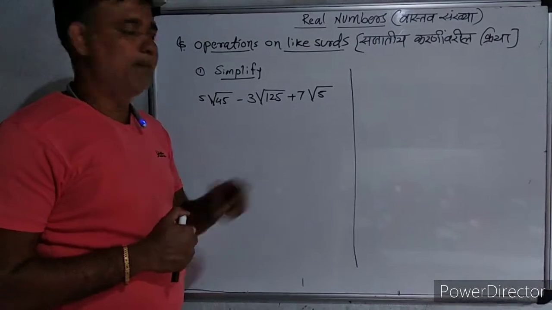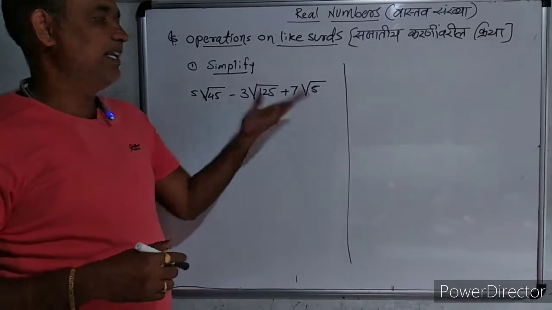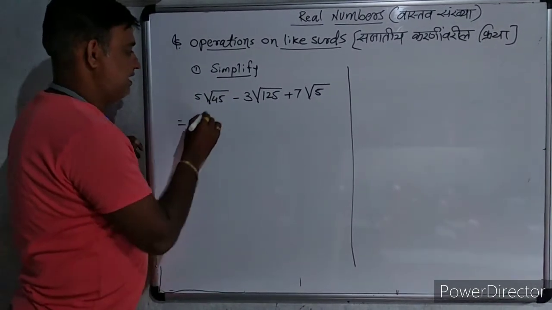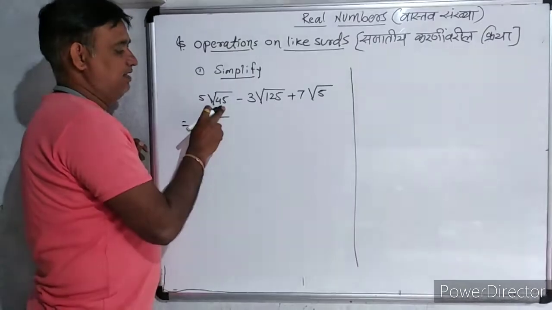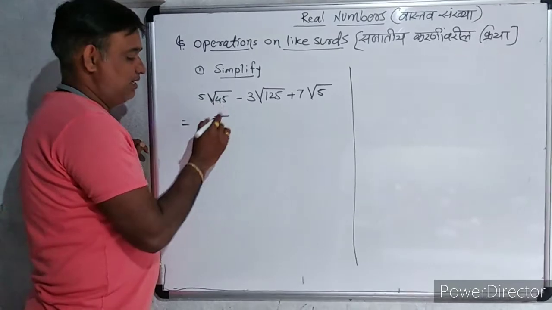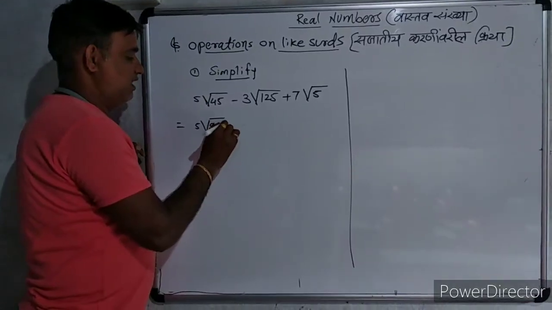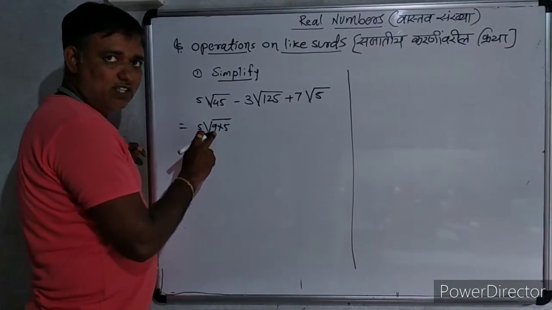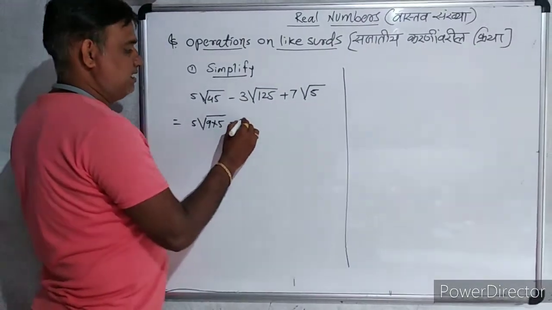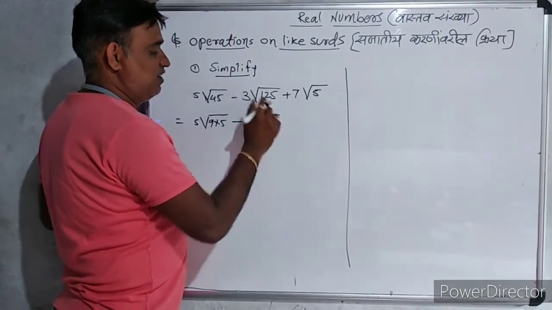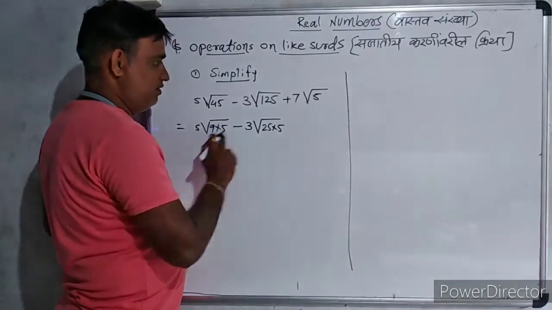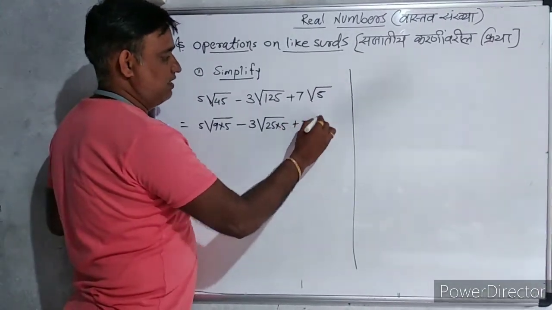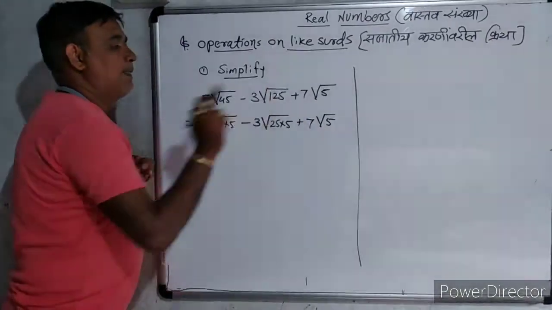Their order is same here, but radicand is not same. So we have to make them same. Okay, like factorize 45 as one factor is complete square. We know that 9 into 5 is 45. 9 is a complete square of 3 minus 3. Factor of 125. 25 is a complete square. So 25 into 5 plus 7 radicand 5.